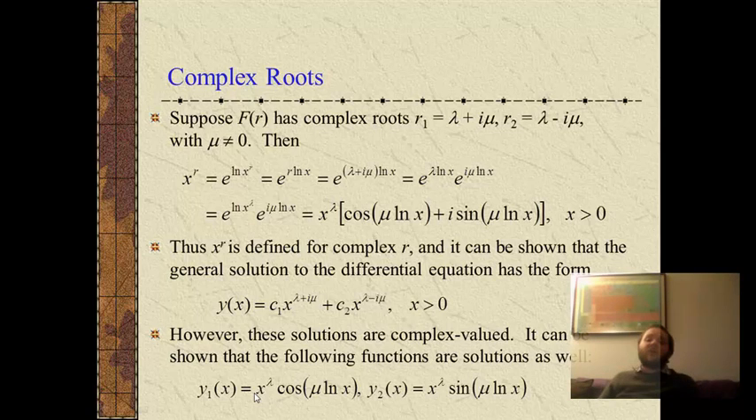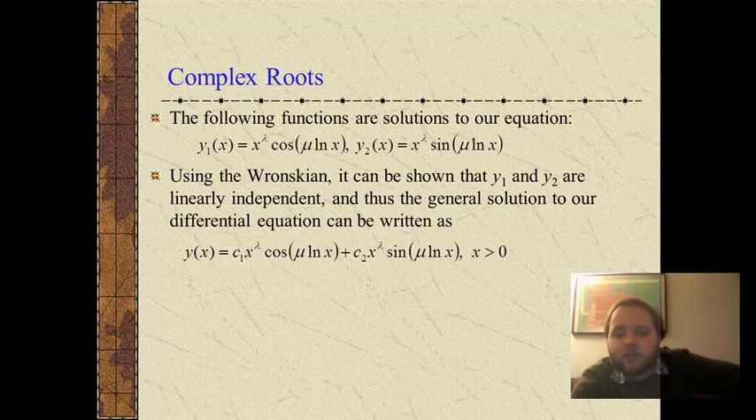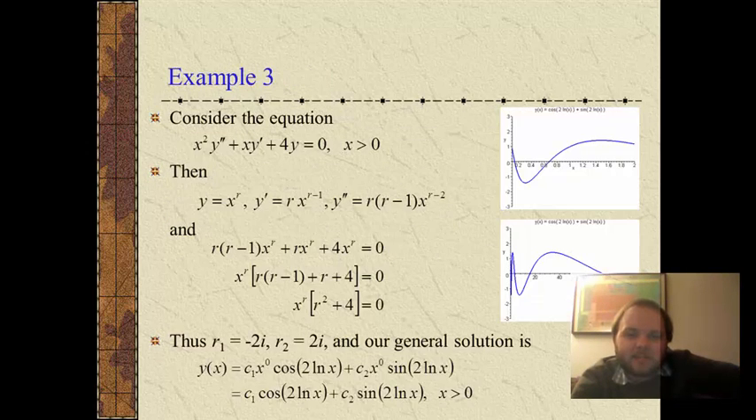So you can write it as the same thing as we've done before, or it might be easier to write it like this, where your y1 is x to the lambda cosine of mu natural log of x, and your y2 would be x to the lambda sine of mu natural log of x. And these are indeed linearly independent if you were to plug them into the Wronskian. Notice that we didn't put it on this slide, but it does indeed work.